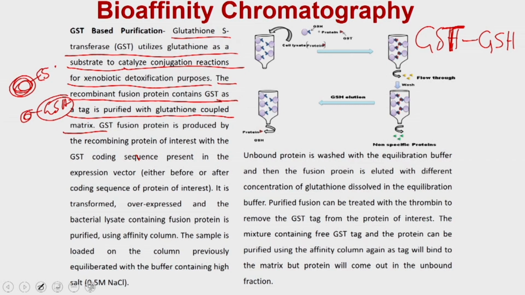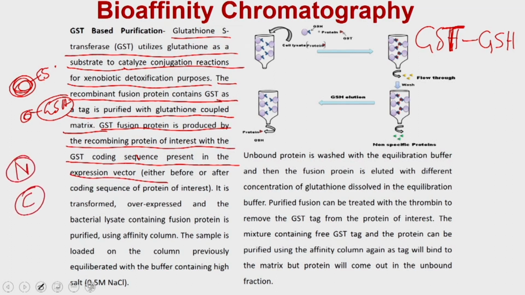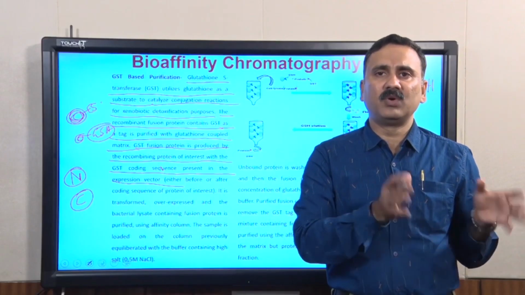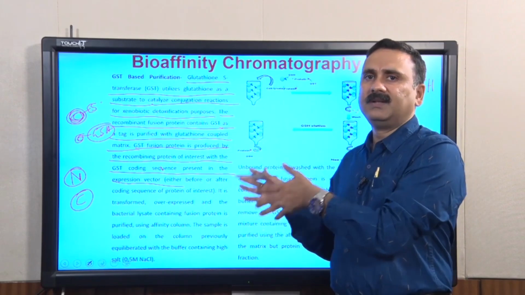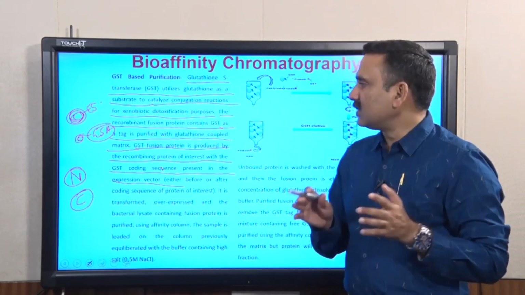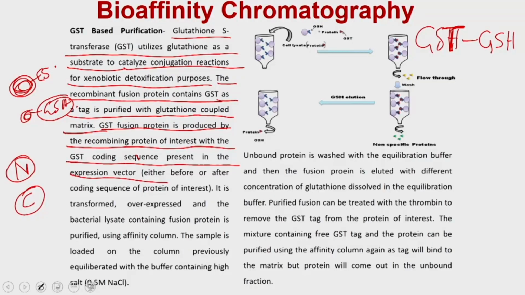The GST fusion protein is produced by recombining the protein of interest with the GST coding sequence present in the expression vector. It can be done on the N terminus of your protein, or you can put it on the C terminus. Irrespective of whether the GST is present on the N terminus or on the C terminus of the protein, the GST is fully functional and it can bind to GSH which is present on the beads.